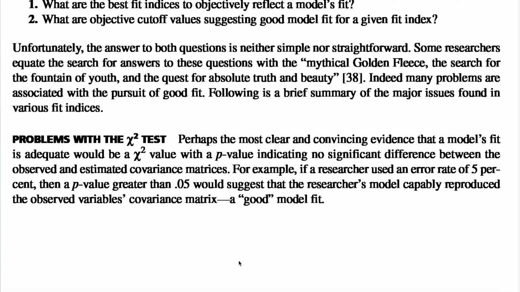Following is a brief summary of the major issues found in the various fit indices. Problems with the chi-square test. Perhaps the most clear and convincing evidence that the model fit is adequate would be a chi-square value with a p-value indicating no significant difference between the observed and estimated covariance matrices. For example, if a researcher used an error rate of 5%, then a p-value greater than 0.05 would suggest that the researcher's model capably reproduces the observed variable covariance matrix, a good model fit.